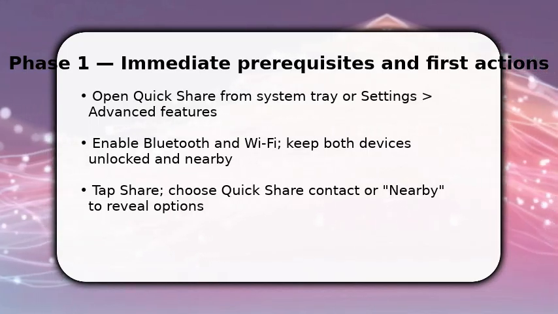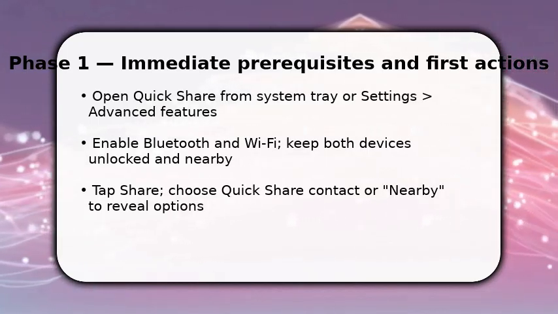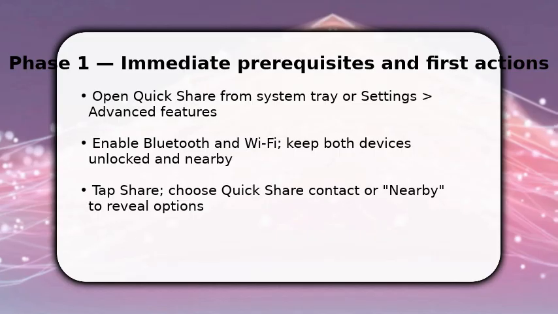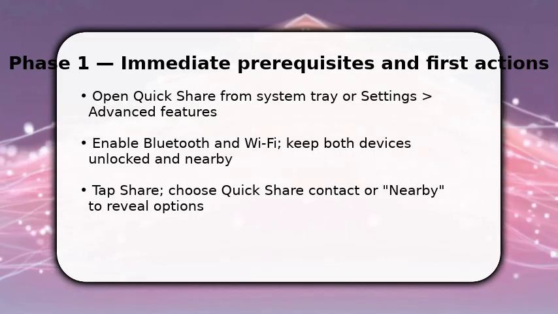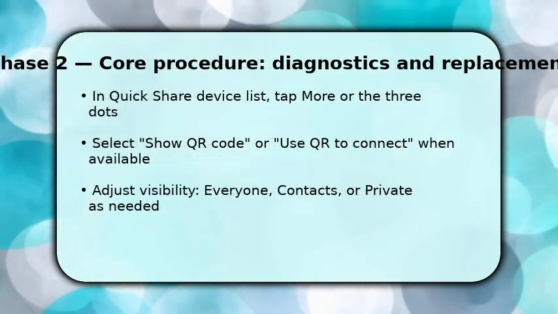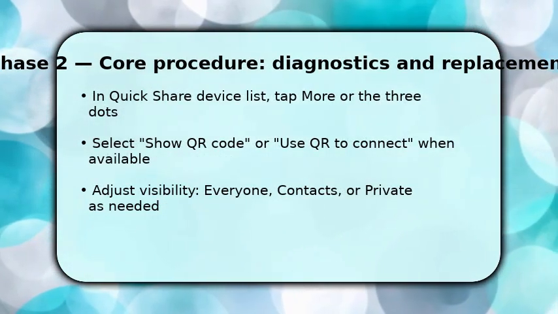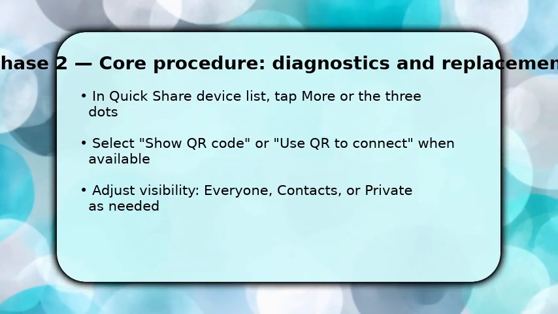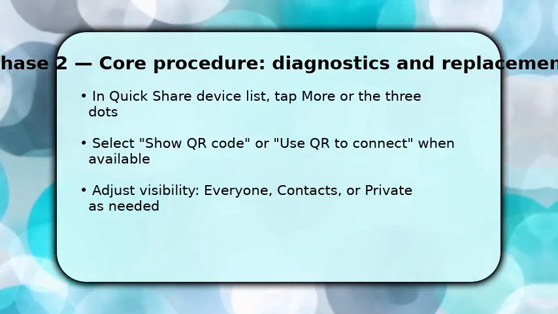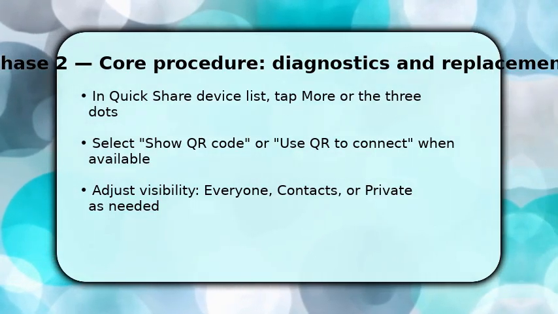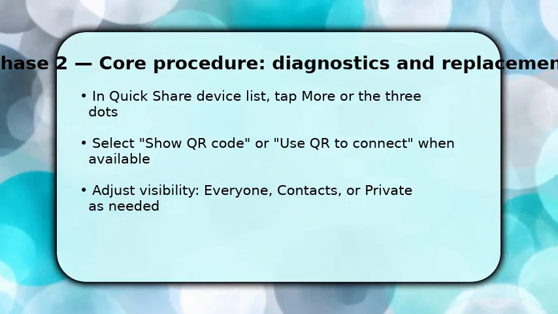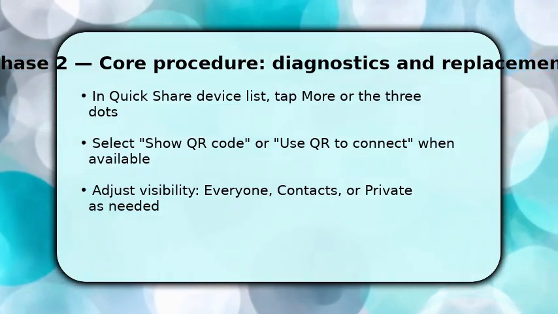You should see nearby devices or contacts. If you want a QR code instead, proceed to the next step to access the device pairing and QR option. Once QuickShare lists devices, look for the Overflow menu, the 3 dots or More button, because the QR code feature is tucked there to avoid accidental sharing. Tap it and choose Show QR Code or use QR to connect.